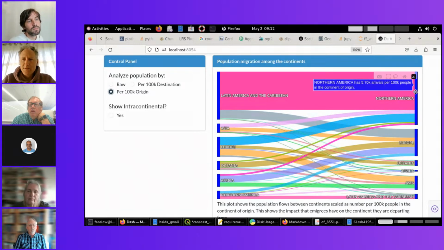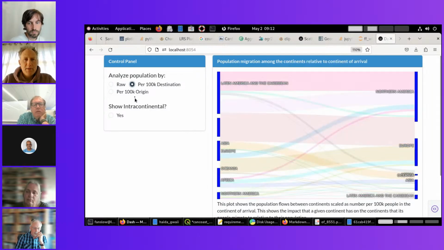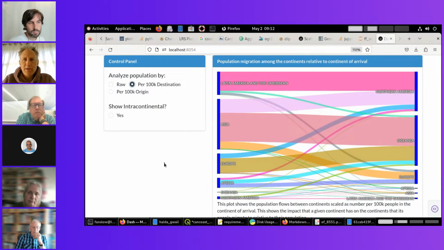Looking at the arrivals, it's the same units, so it's 5.7 thousand arrivals per 100,000 people relative to the continent of origin, which seems kind of weird, but it gives you a sense of the impact from origin continents. Then same thing, but per the destination population. The idea here is to get a sense of the impact that a continent is having on other continents, or the contribution of one continent to other continents. And we see here Asia dominates.